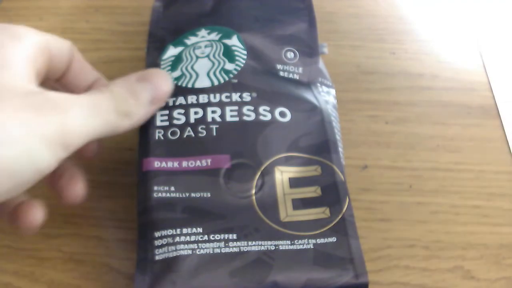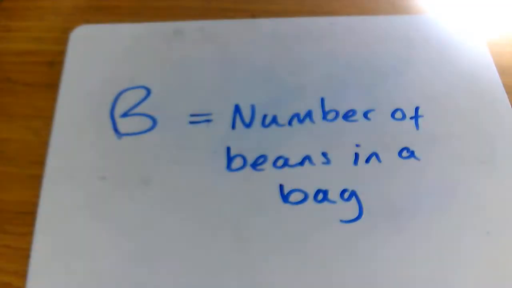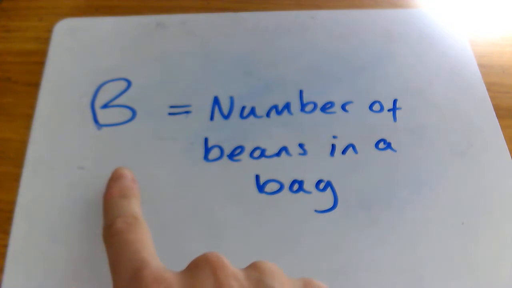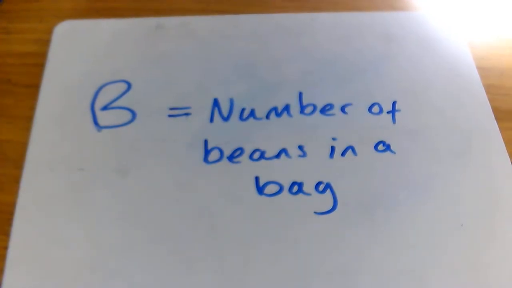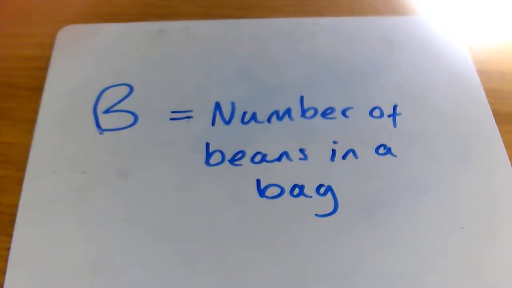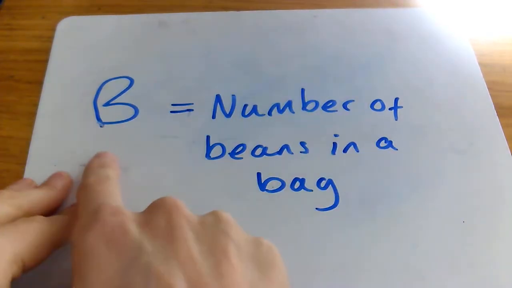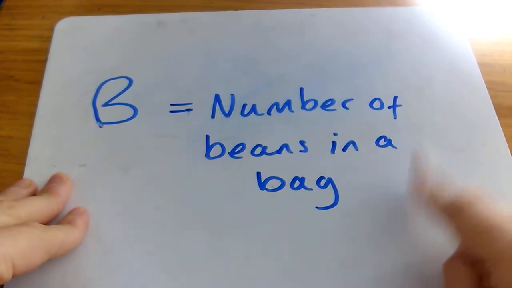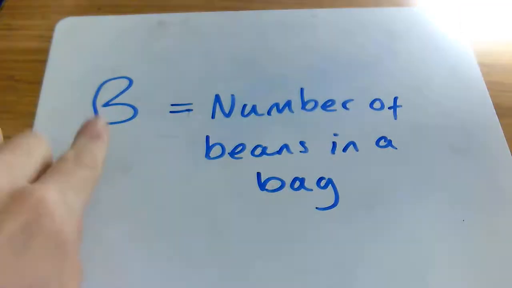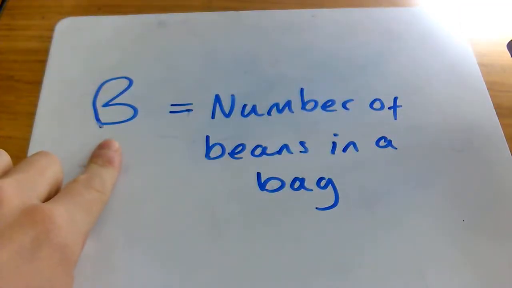So what I'm going to do is I'm going to use a letter. In this case, I've chosen capital B, which would be different to lowercase b if I was going to use that. And that letter now stands for the number of beans in a bag of coffee. So whatever the amount is, we're going to write B.